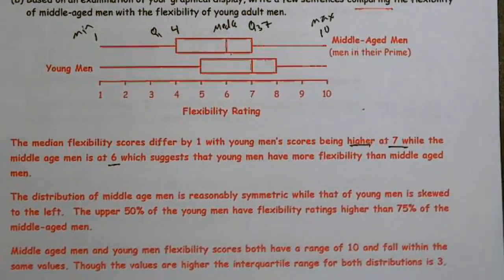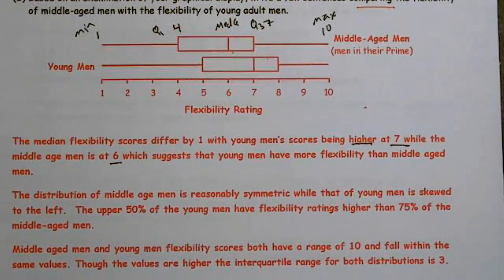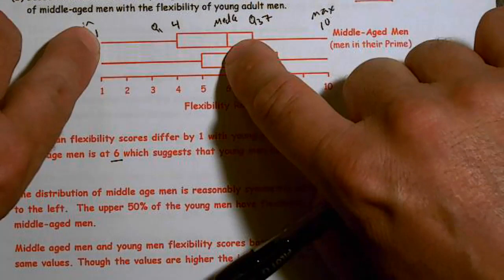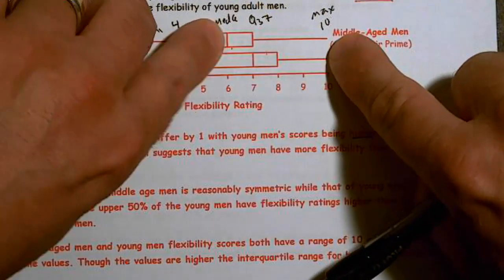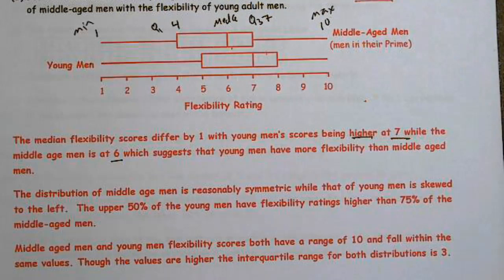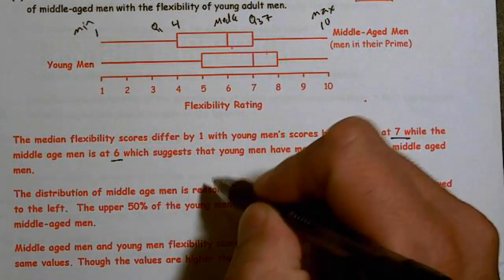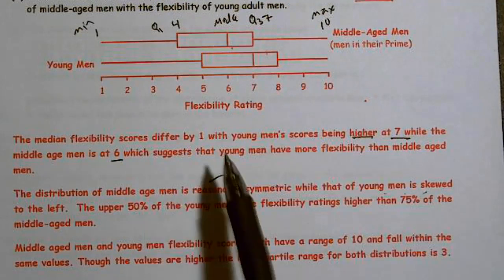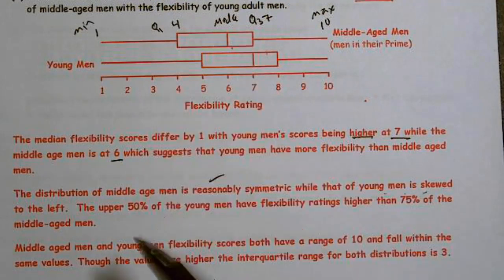The distribution of middle-aged men is reasonably symmetric, and you're like, well, how do you figure that? And I'm going to say that this distance is 6, which is pretty close to this distance over here. All right, not substantially different, a little bit different, but not much. So reasonably symmetric, so I qualified. While that of young men is skewed to the left, it's definitely substantially more skewed. And if you want to say middle-aged men is slightly skewed, you could do that and then say that young men is more skewed, and that would be fine as well. They would accept either one of those answers.